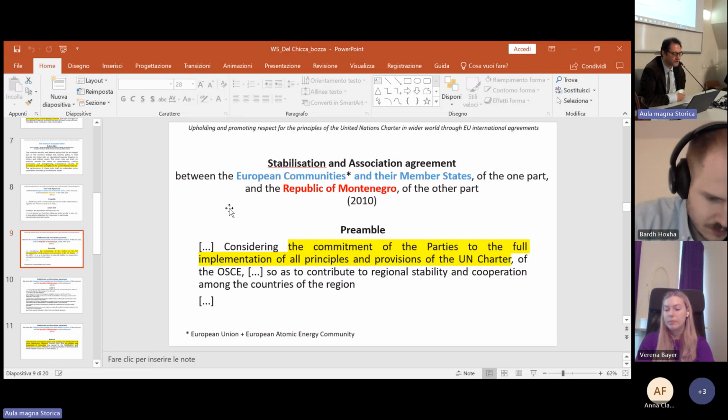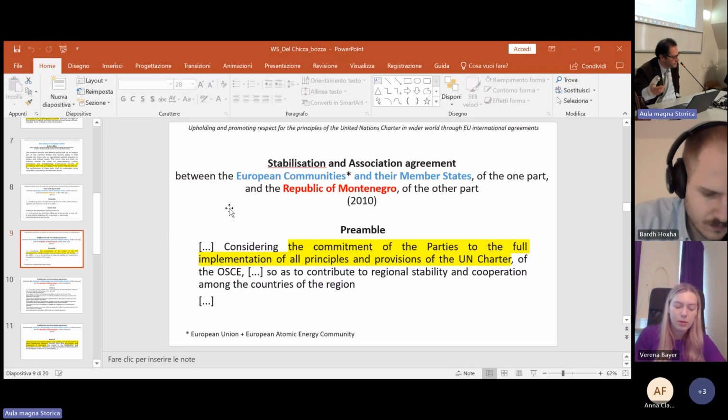Okay. In the preamble, we find: considering the commitment of the parties to the full implementation of all principles and provisions of the United Nations Charter, of the OSCE, so as to contribute to regional stability and cooperation among the countries of the region. We could find here a clear recalling of the principles of the United Nations Charter, the principles we have read together just before, in the full implementation of all principles and provisions of the United Nations Charter, the aim of which commitment is to contribute to regional stability and cooperation among the countries of the region.